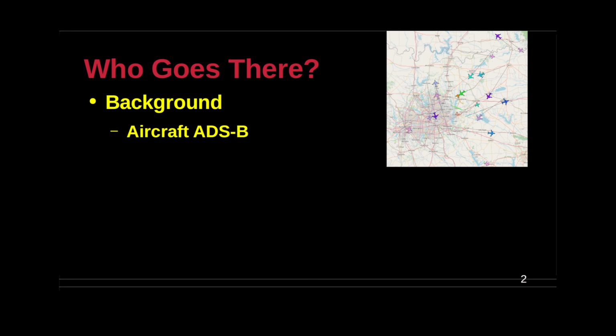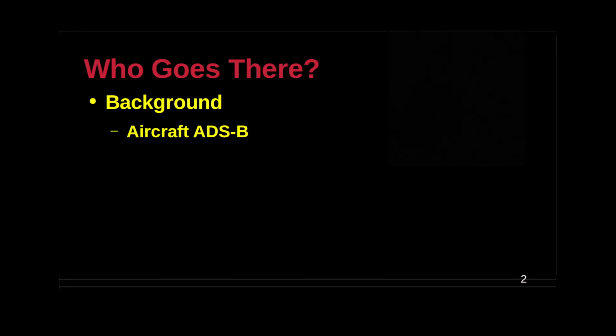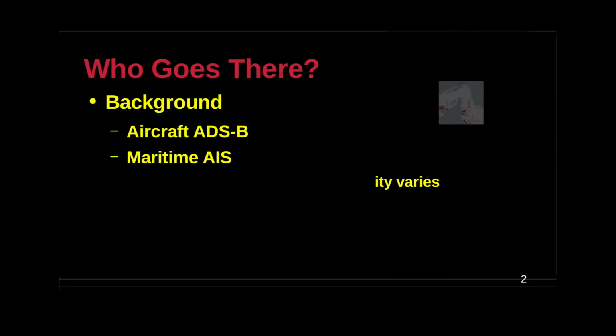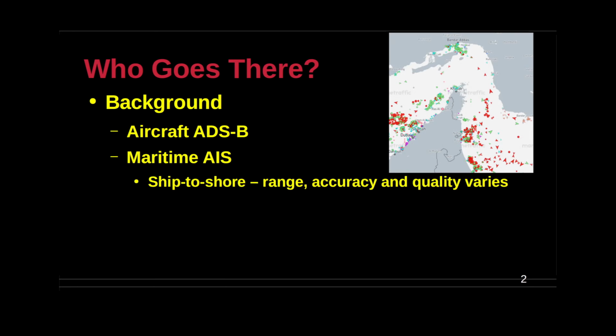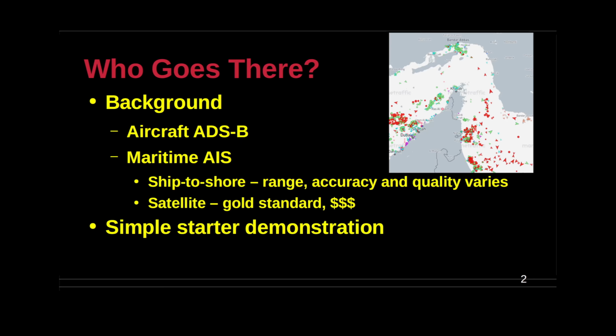A similar concept is now available for marine vessels. The key difference is that it handles static data, ship name and size, and voyage data, destination and draft, in addition to real-time position. Let us use a simple starter demonstration to collect data from marine vessels with a Python script.